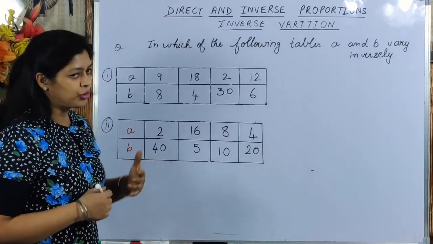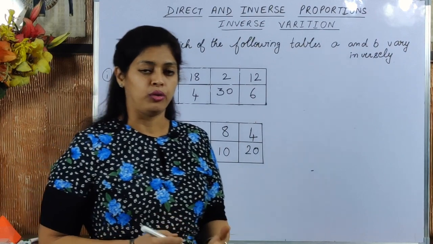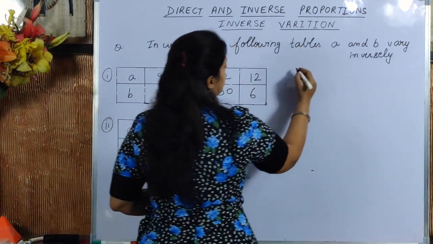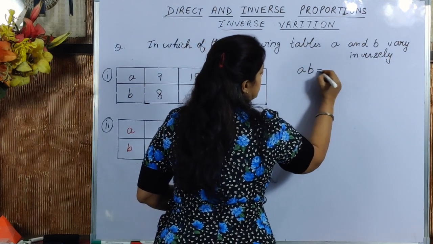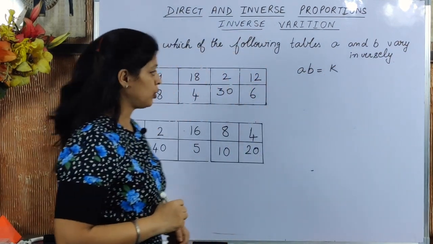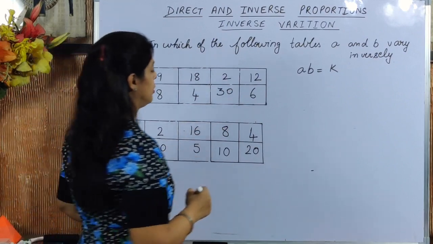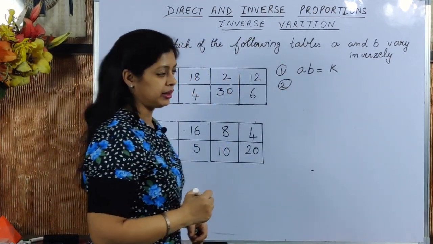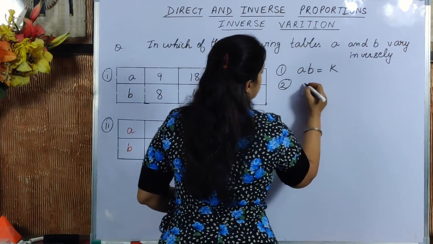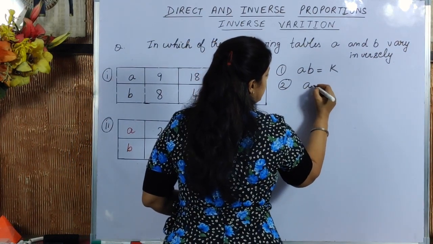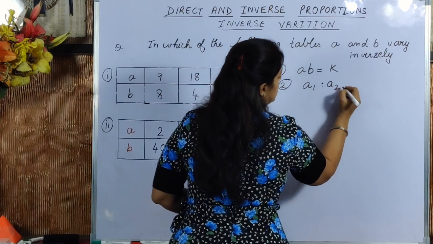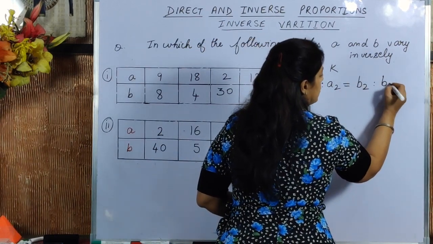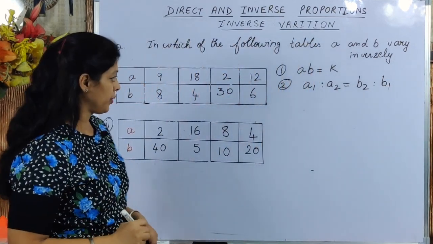So there are two ways of doing this. First of all, when I know two quantities are in inverse variation, the product of A and B, that is AB, is equal to the constant K. So I can use either this method or another method which I have just explained: if two quantities A and B are in inverse variation, the ratio of A1 to A2 will be equal to the ratio of B2 to B1, the inverse ratio of B.